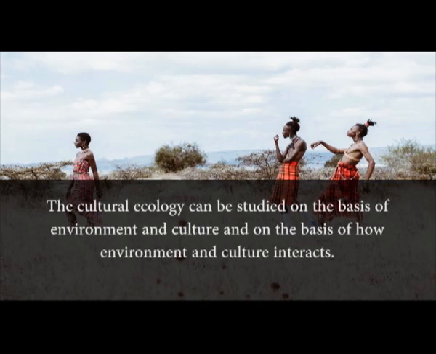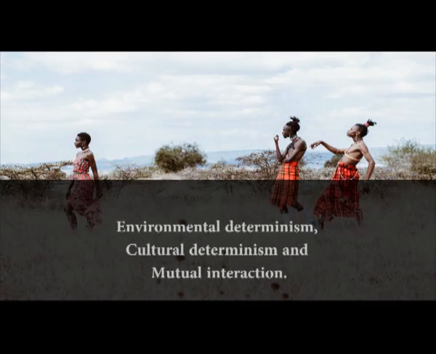Cultural ecology can be studied on the basis of environment and culture, and on the basis of how environment and culture interact. We will find many studies that respond to different aspects. However, there are always common points among them. So looking from the perspective of a student of sustainability science, the approaches to cultural ecology can be understood through three important approaches: one is environmental determinism, second cultural determinism, and mutual interaction.